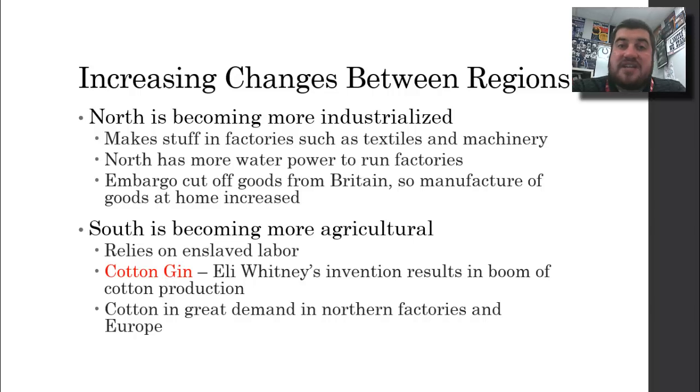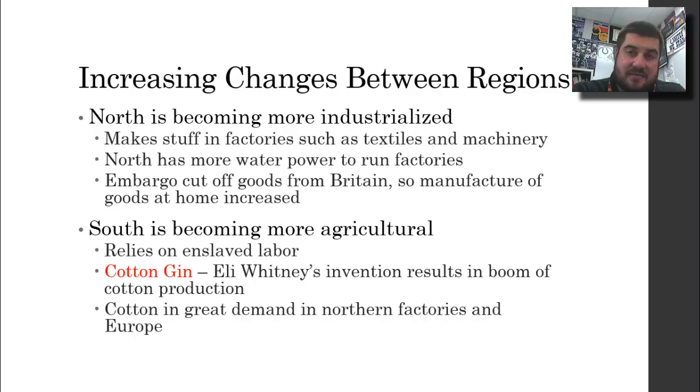And we mentioned this earlier in the chapter, but we do have increasing changes between the regions here. The North is becoming much more industrialized and making stuff in factories like clothing and machinery because they don't have very good farming soil up there. They have more water power and more rivers to run factories. In the South at this point is becoming more agricultural because they're relying on enslaved labor.